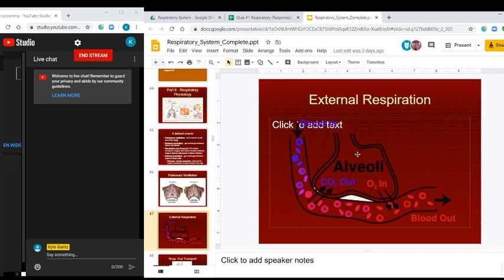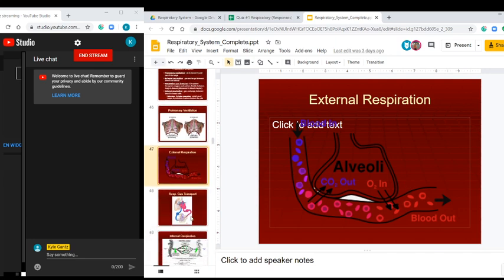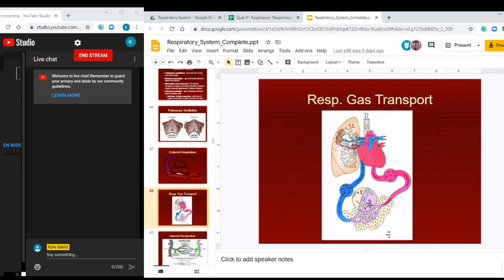Here's where we're going to talk about external respiration. We're going to get air from the outside to the inside of our body. If you think about it, taking air into our lungs, a big lung full of air, that is still stuff from the outside. Yes, it's inside the body and we have it, but it hasn't really gotten into the bloodstream. So that is external respiration.